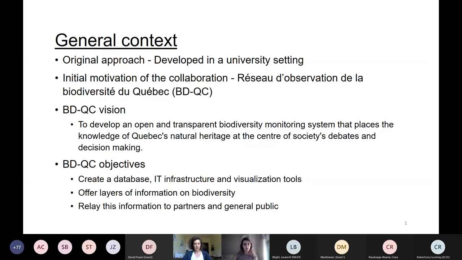And the vision of that network is to develop an open and transparent biodiversity monitoring system that places the knowledge about the biodiversity data at the center of society debates and decision making. So because the vision of this project and the vision of the KBA project is so close together, the collaboration became natural. So there was an interest in sharing data, knowledge, expertise. So this is how the KBA identification project arrived here at the University of Sherbrooke.